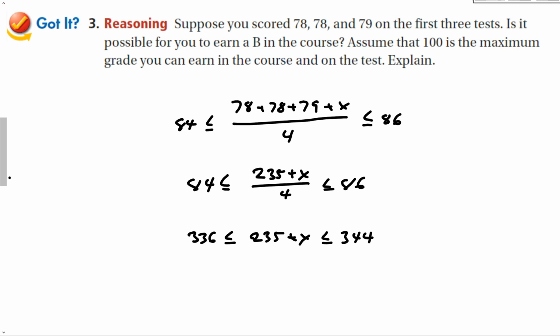When I subtract 235, I get x in the middle, I get a 109, and 336 minus 235 gives me a 100. So that means, whoops, typed in the wrong thing in my calculator. 336 minus 235 is a 101. So that means that it is not possible for me to receive a B in this course. Came close to the lowest B, an 84, but I would need a 101. So the solution here, ask your teacher for extra credit.